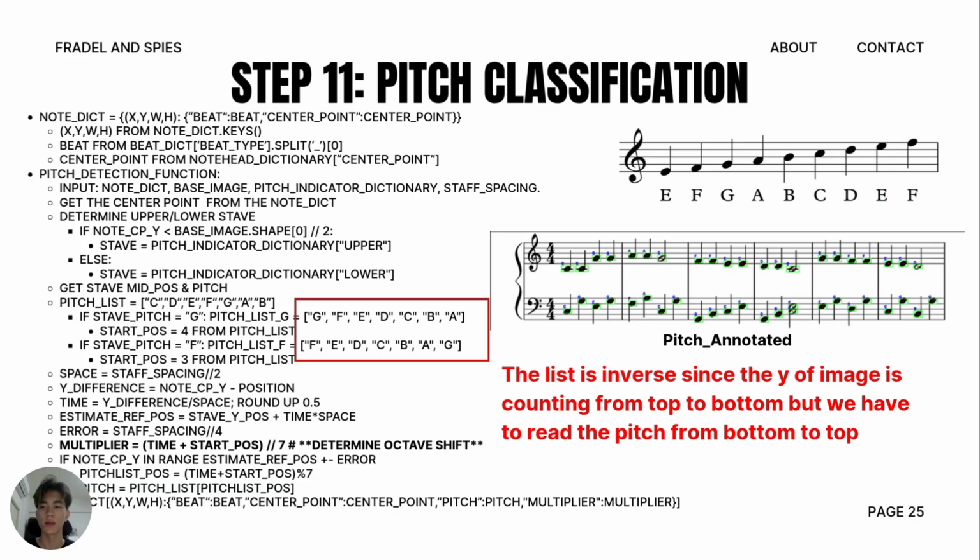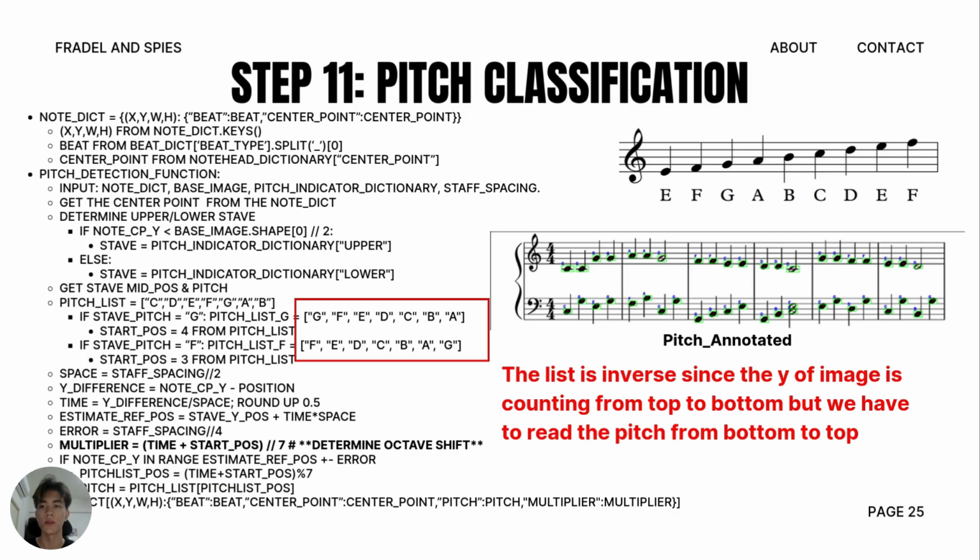If the note head center point is higher than the reference point, the Y difference will be negative since the Y of the image is counting from top to bottom. That is why we have to make the list backwards so the pitch can be in proper sequence: C, D, E, F, G, A, B.